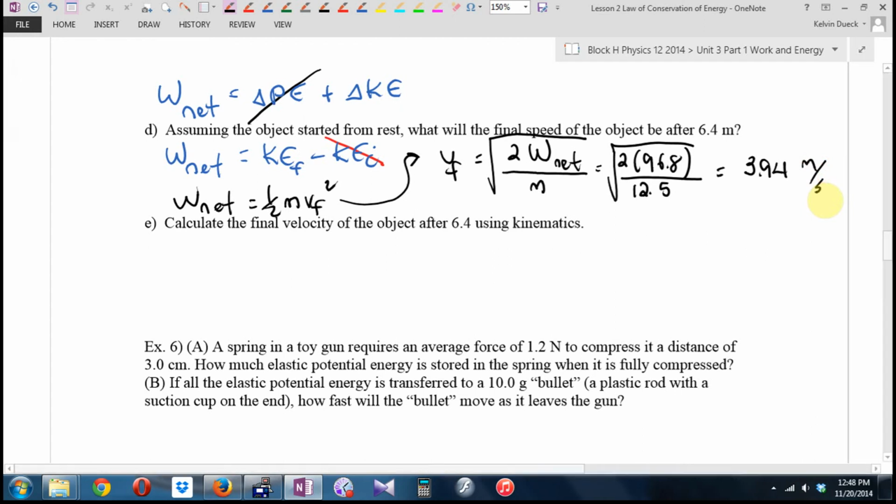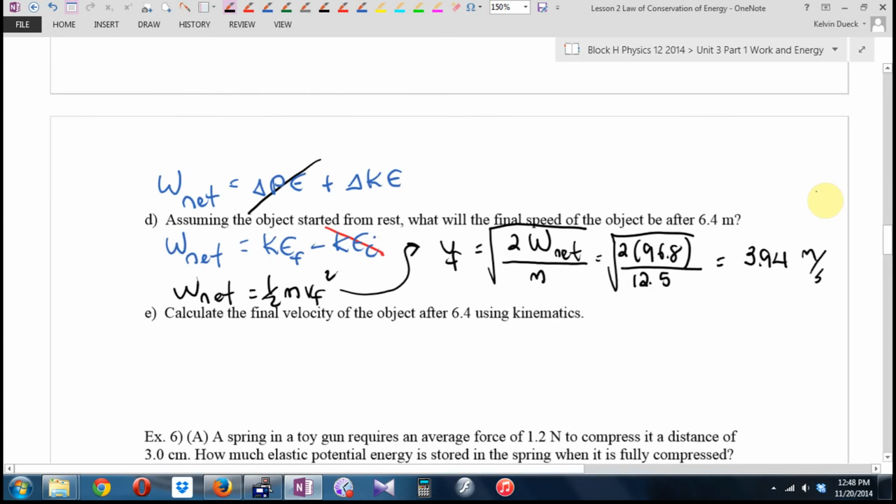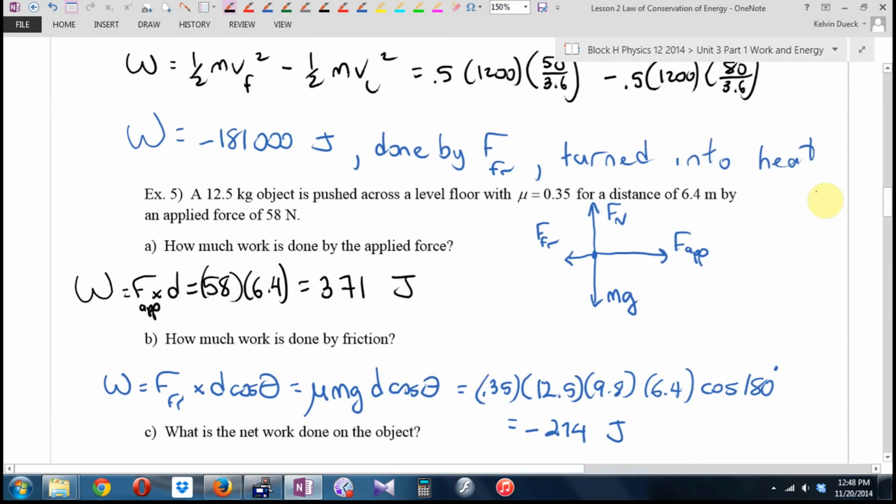I then said, hey, calculate the final velocity of the object after 6.4 meters using kinematics. I could. How? Look up. Given this free body diagram, could you find a, the acceleration? I hope so, because that's going to be on your next test. And once you knew the acceleration, what's vi? 0. What's the distance? 6.4. Could I find v final? Yep. That would also work. But here was an approach using work and energy as well.